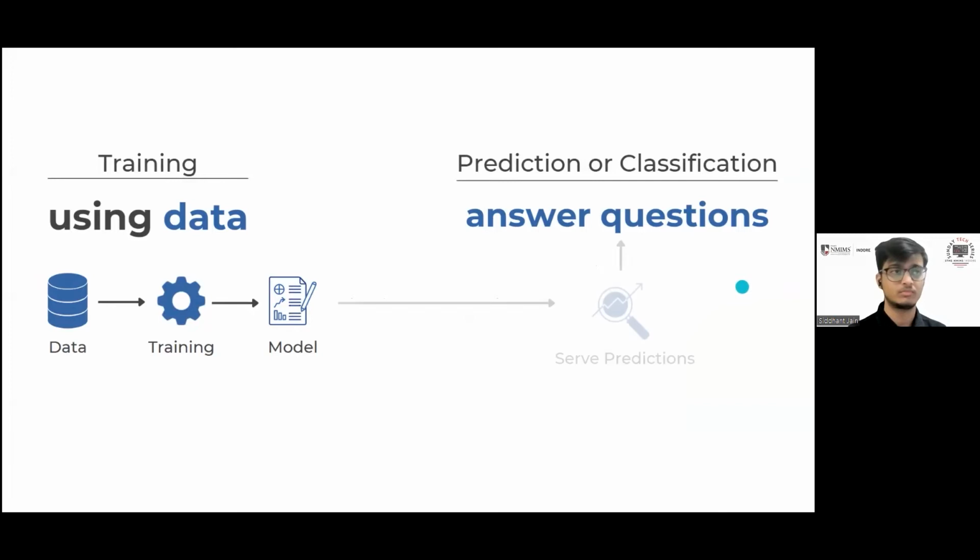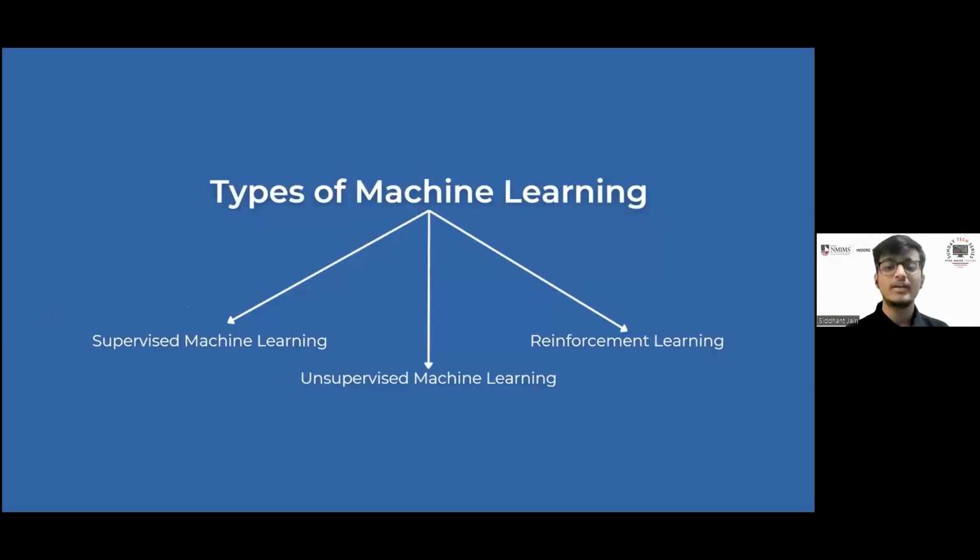This predictive model can then be used to serve up predictions on previously unseen data and answer those questions. This is how almost all of the machine learning solutions work. They train on some data and then they use that training to predict or classify new data. Now, let us take a look at the types of machine learning.